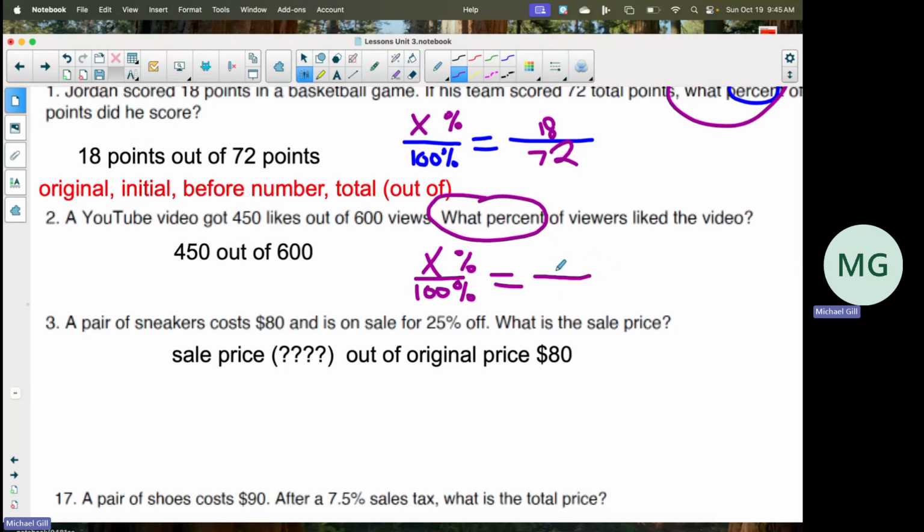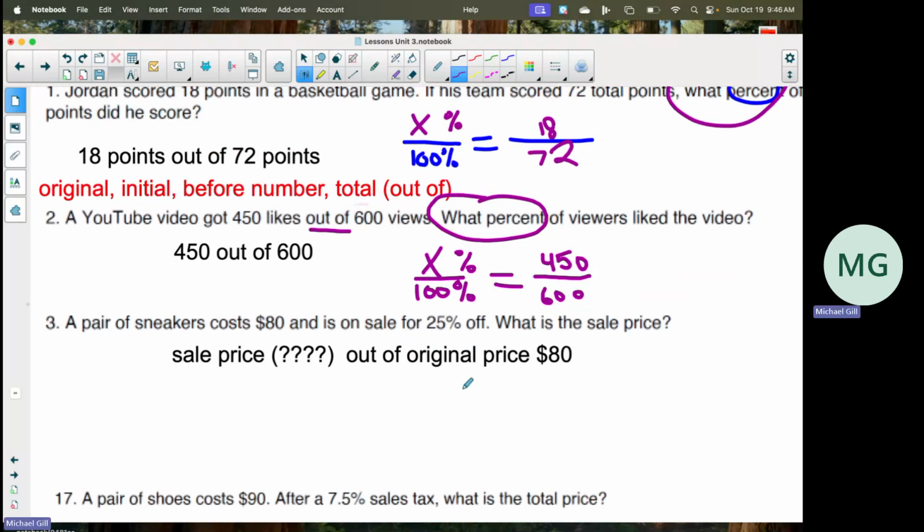So I say, okay, well, what's my total, my out of, my original? Well, this one it literally tells you right there, out of 600. So 600 is that number. And then the only other number I have left to fill the spot is the 450. So this one was pretty similar to the problem right above.